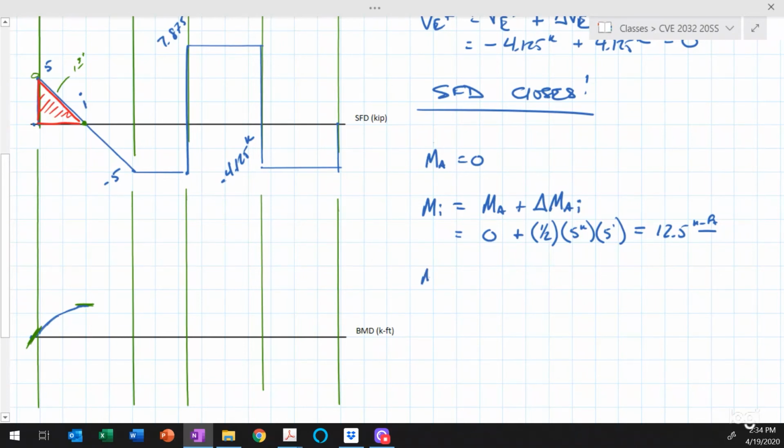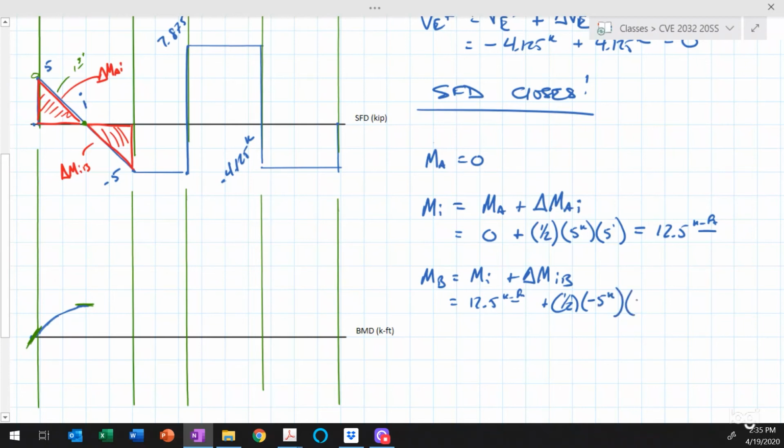So we go back over here now, and I can say that the moment at point B is equal to the moment at point I plus the change in moment between I and B. So this is equal to 12.5 kip feet plus 1/2 the base times the height. So the area is this area now. The change in moment is equal to the area under the shear force diagram. So this here was delta MAI. This is delta MIB, like that. So this is equal to minus 5 kips now for the height. This is equal to 5 feet for the base, and that's equal to 0. So our bending moment diagram has to get back to 0.